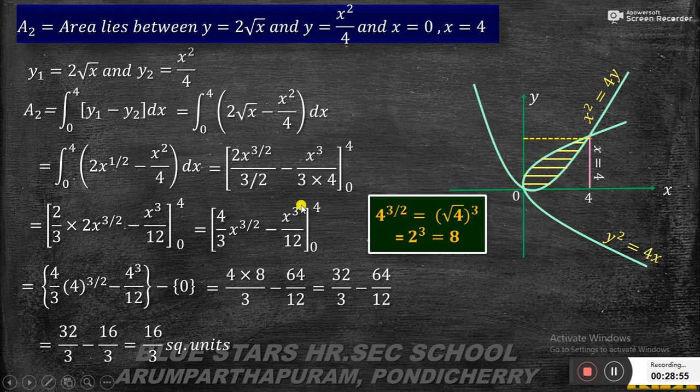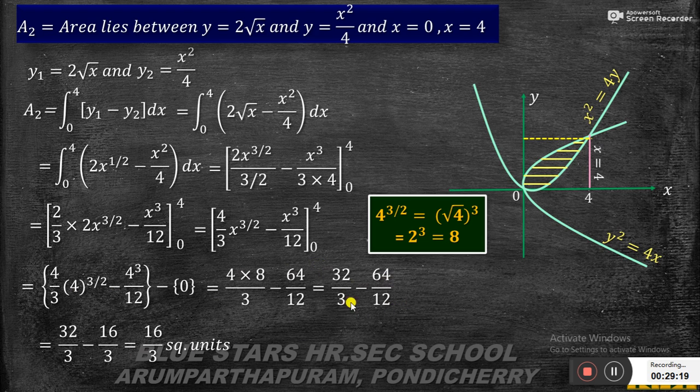In the next step we substitute the upper limit 4. So 4 by 3 into 4 power 3 by 2 minus 4 cube by 12, so minus lower limit 0. So equal to, here we take the square root, that means 4 power 3 by 2 means square root of 4 whole power 3, 2 power 3 is 8, so 4 8s are 32, 32 by 3 minus 64 by 12.